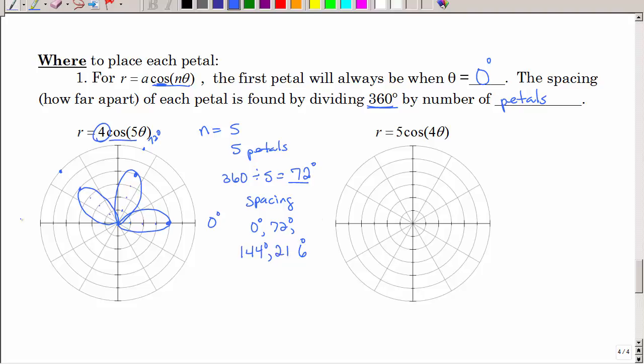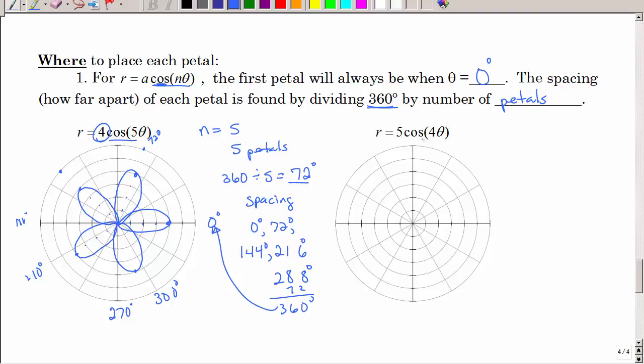get 216. Well, I know that's 180, and this is 210, so a little bit bigger than 210. And then I'm going to add 72 again and get 288. Now that's 270. This is 300, so 288 somewhere between those. And there you go. And you can always check, if I added 72 again, I would get 360, which is the same as 0, and you would start over again. Not difficult.